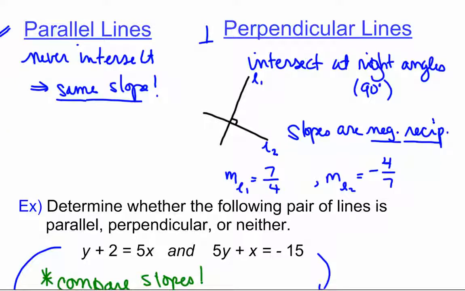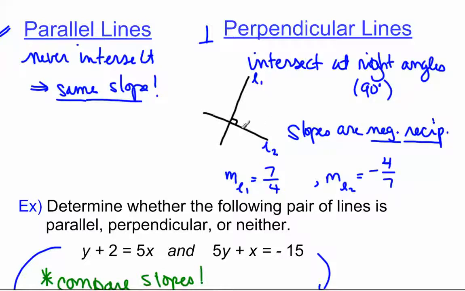Okay, a couple special cases of lines: parallel and perpendicular lines. Parallel lines means they are never going to intersect, and in order to have that happen, they have to have the same slant, or in other words, the same slope. Perpendicular lines do intersect, but they intersect in a very special way. They intersect at right angles, which are also 90-degree angles.